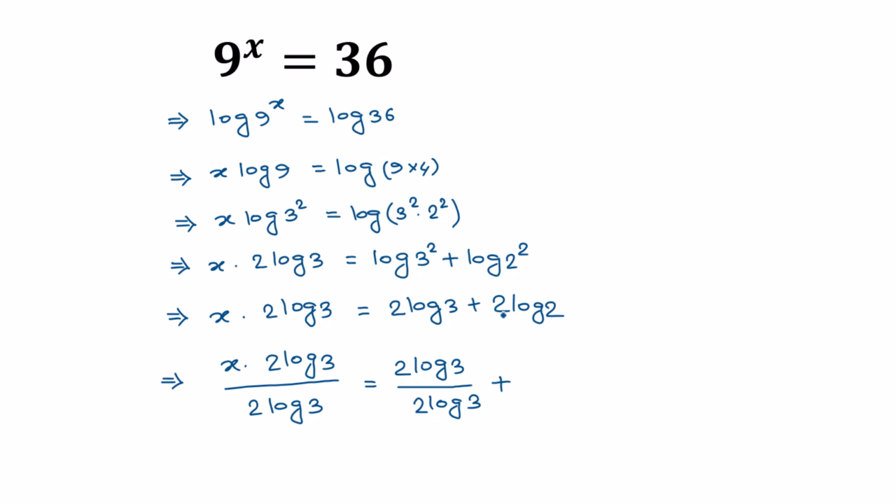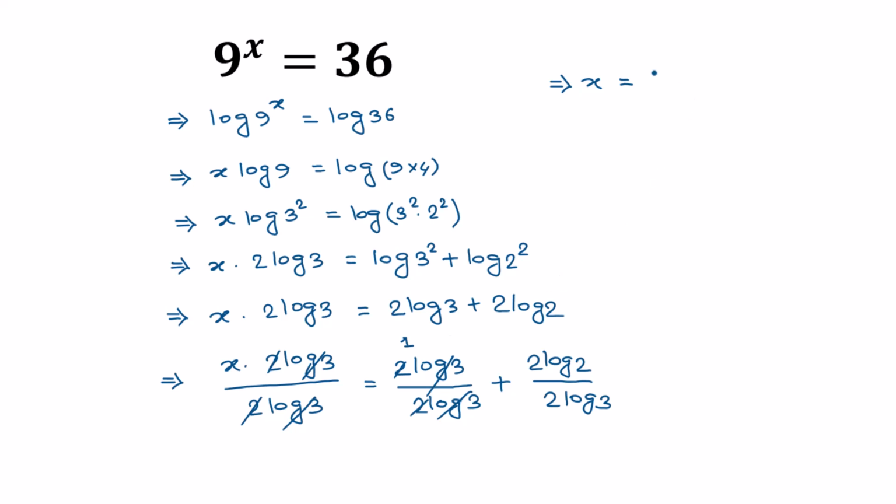plus this 2 log of 2 divided by this 2 log of 3. And this log of 3 and log of 3 will cancel out, and this 2 and this 2 will cancel. So here it will be x is equal to this 2 log 3 and 2 log 3 will cancel, so here it will remain 1. This 2 and this 2 will also cancel.